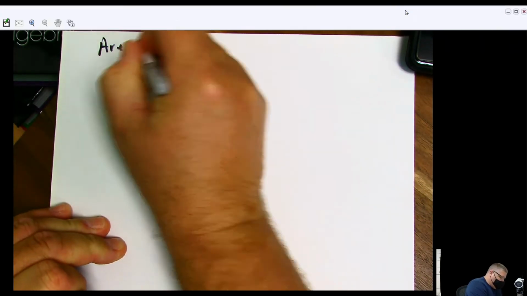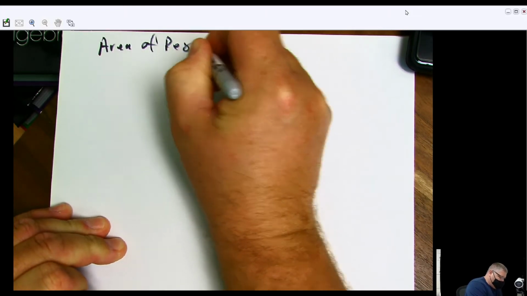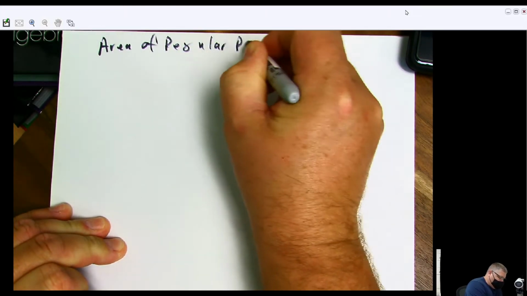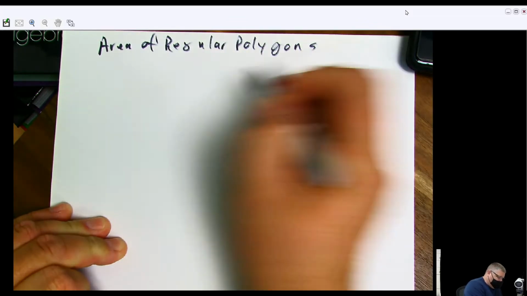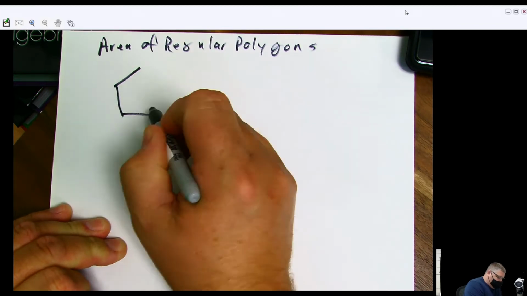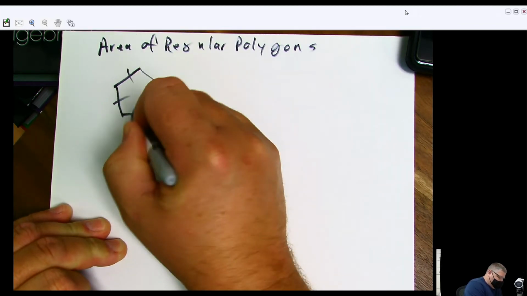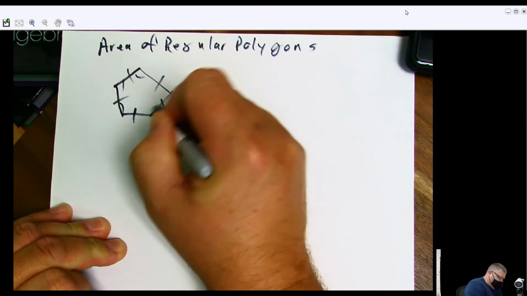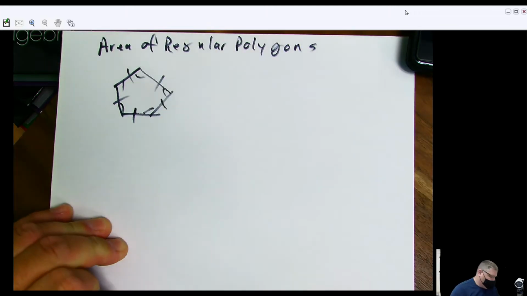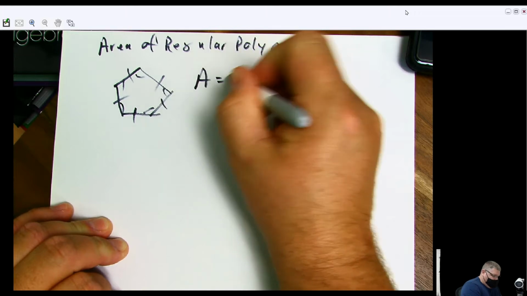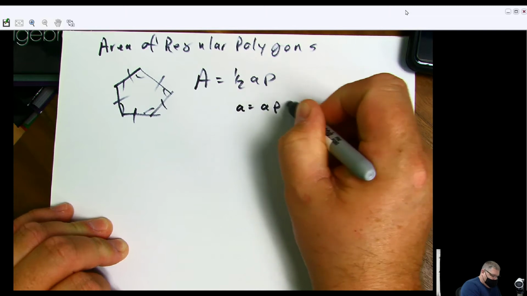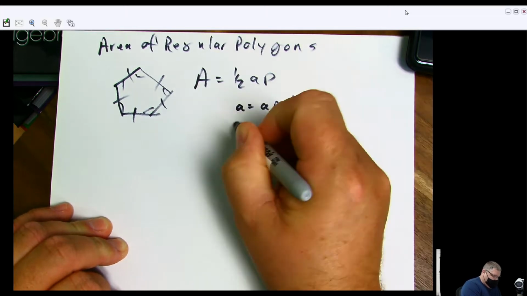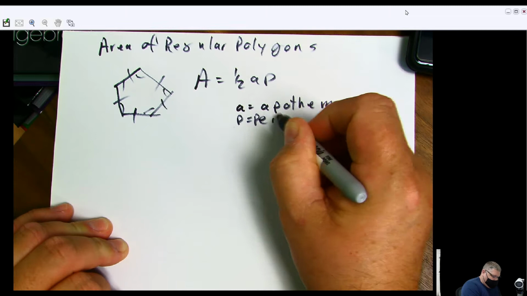Okay, ladies and gentlemen, let's talk about the area of regular polygons. For the area of regular polygons, obviously, in any polygon that's regular, it means all sides and all angles are the same length, in spite of my awful picture. And the area for that is 1/2 AP, where A is the apothem, P is the perimeter.